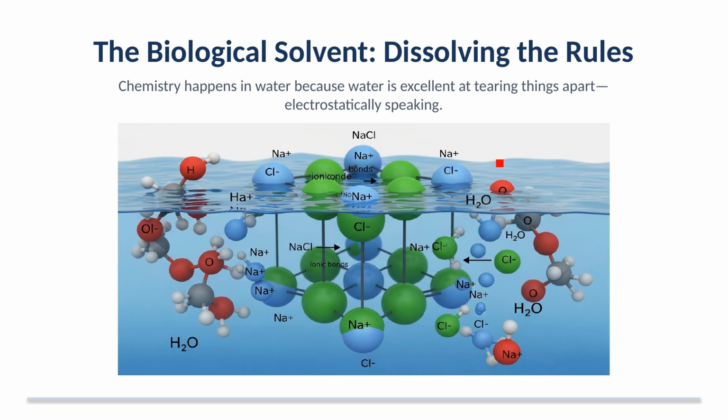Moving on to water's role as the universal solvent. Chemistry happens in water because it is excellent at tearing things apart. Look at how the water molecules in this diagram are swarming that salt crystal. They don't just sit there. They use their partial charges to wedge ions out of the lattice and pull them into the liquid. It's a molecular scale demolition crew.